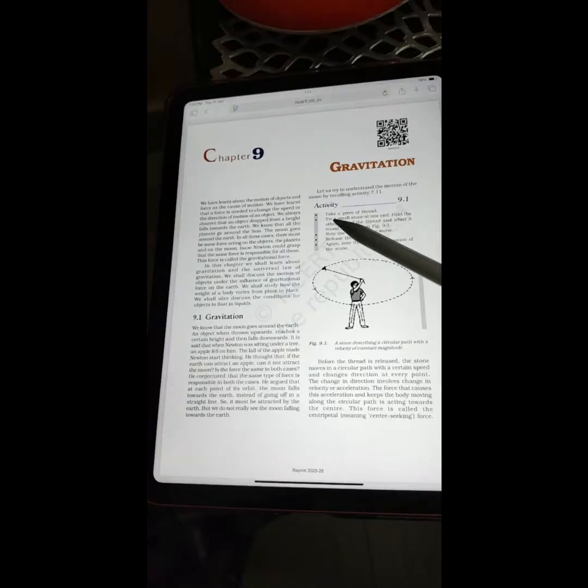Activity 9.1. Take a piece of thread, tie a small stone at one end, hold the other end of the thread and whirl it round as shown in figure 9.1. Note the motion of the stone. Release the thread. Again, note the direction of motion of the stone. So figure 9.1 is showing you a stone describing a circular path with a velocity of constant magnitude.